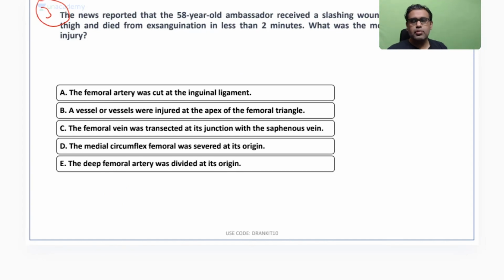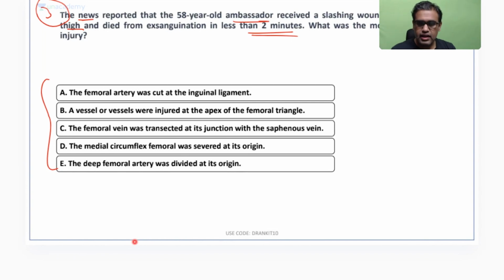The news reported that a 58-year-old ambassador received a slashing wound to the upper medial thigh. It was in the news because he was a VIP. He died from exsanguination in less than 2 minutes. What was the most likely nature of this injury? Upper medial thigh. Look at these 5 options. What was the cause of the death?